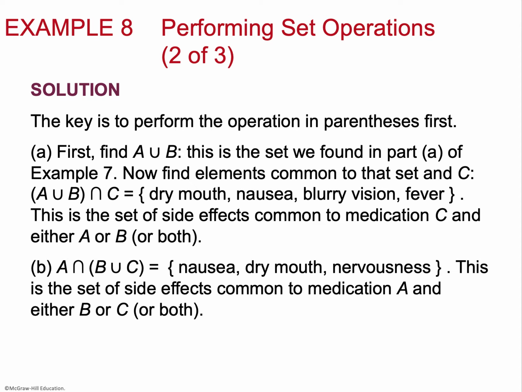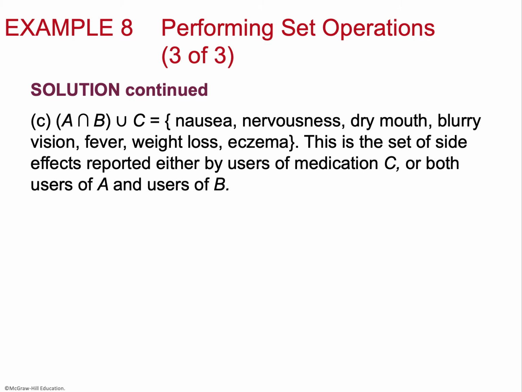Now let's look at all the things in B or C. So I'm making a complete list of all elements in B and all elements in C. I'm combining my list. And then I'm saying, what does A have in common with that? And A has in common nausea, dry mouth, and nervousness. And then for C, you would have A and B. So what things do A and B have in common? And then combine that with C.